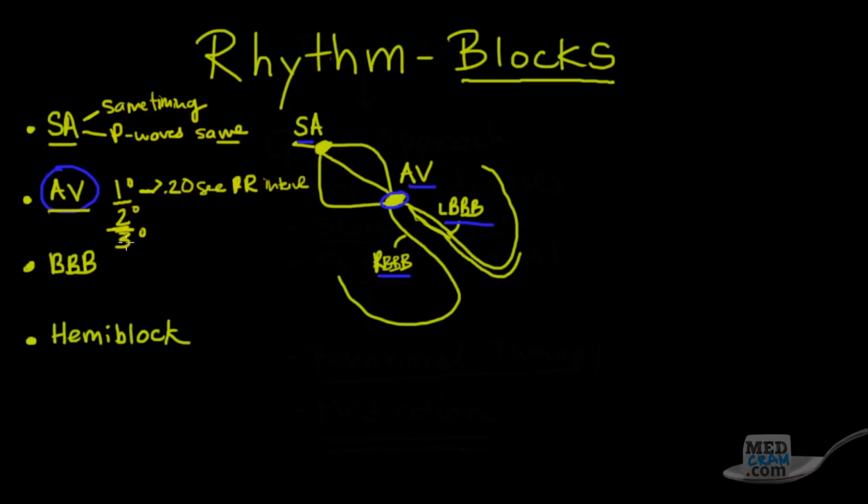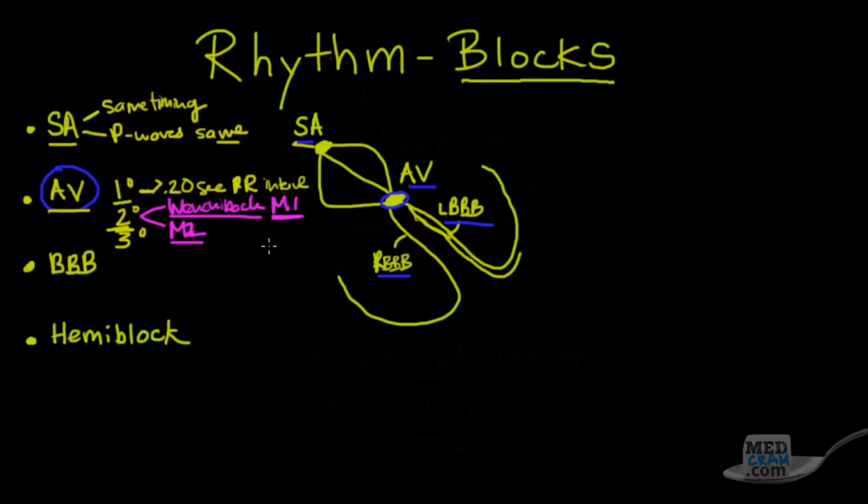A second degree AV block has 2 types, and this is where it gets a little confusing. There are 2 names for the second degree AV block. One of them is known as a Wenckebach, and that's otherwise known as a Mobitz type 1. Or there's a Mobitz type 2. So a Mobitz type 1, a Mobitz type 2. A Mobitz type 1 is also known as a Wenckebach.